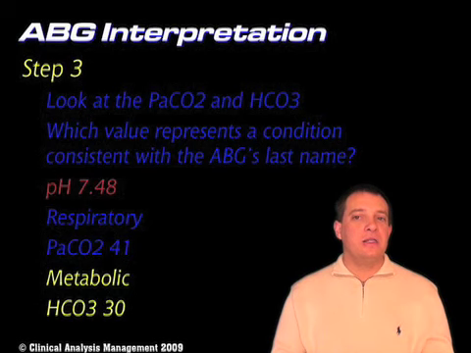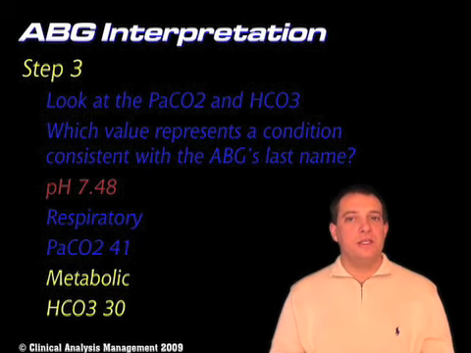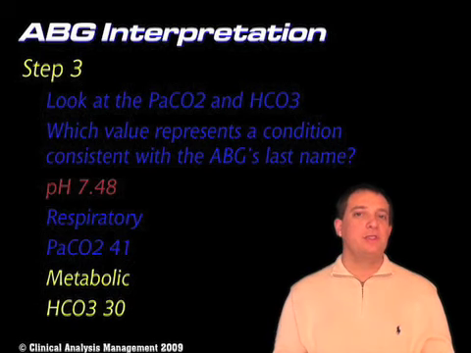When we look at the metabolic side, we see the bicarb is 30. Is that acidotic, alkalotic, or normal? We know that is alkalotic, right? Because a normal bicarb is 22 to 26. Anything less than 22 would be acidotic. Anything more than 26 is alkalotic. So which one matches the pH? It's metabolic. So we know this is an uncompensated metabolic alkalosis.